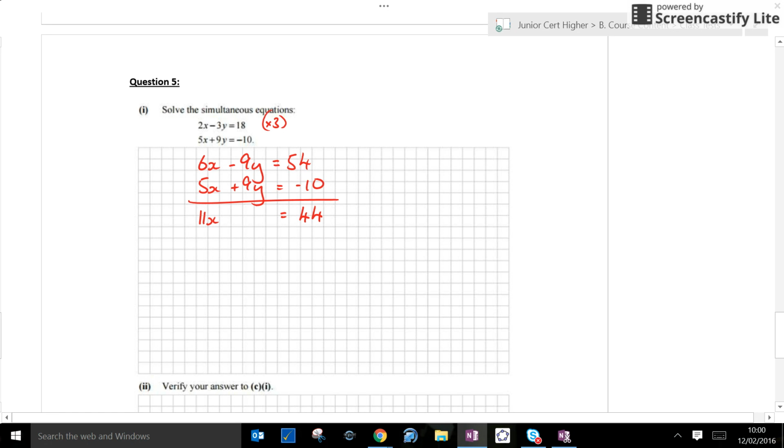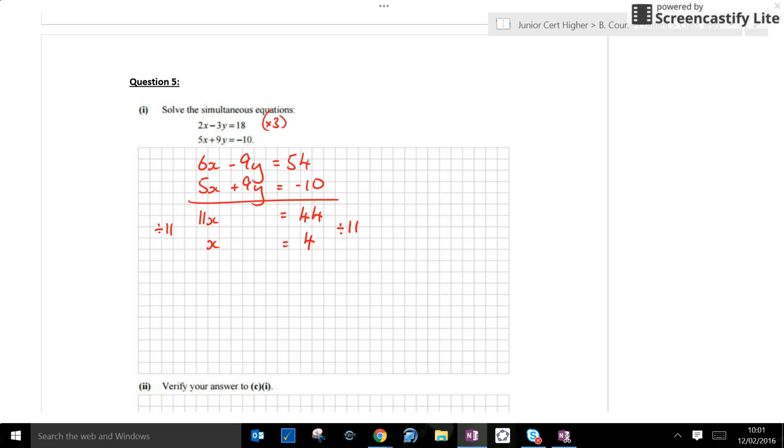Now I want to solve for x. So I have the value of 11x, however I want the value of 1x, therefore I divide all terms by 11, and I get 11x divided by 11 is 1x, 44 divided by 11 is 4. We've now found the value of x, we must now find the value of y.